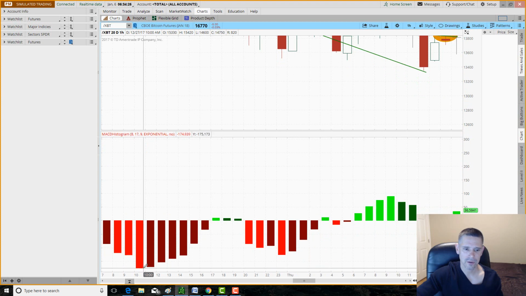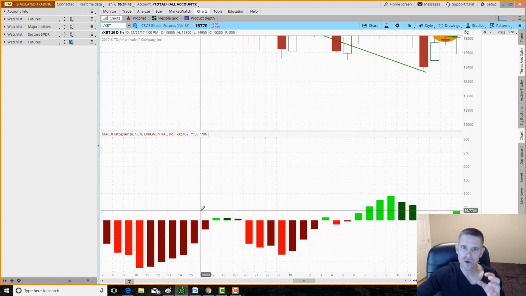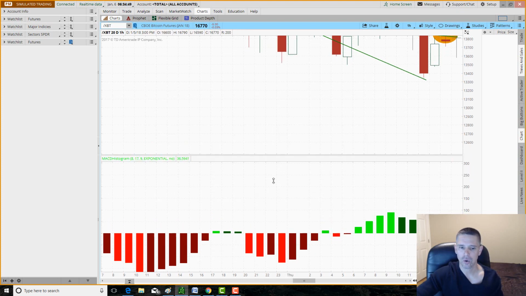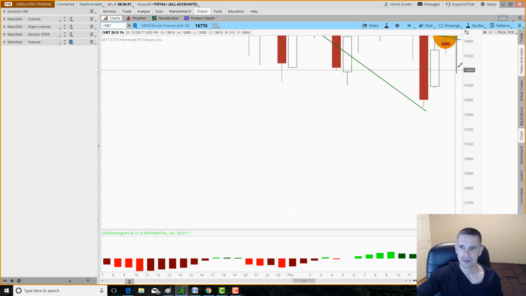Look, up, up, up, up, up, momentum, momentum, momentum, green, green, green. That's high momentum. Down, back up, okay? So you can watch the MACD for the momentum as well. What we're trying to do is look at price and look at the MACD. Again, remember, price leads the horse, okay?